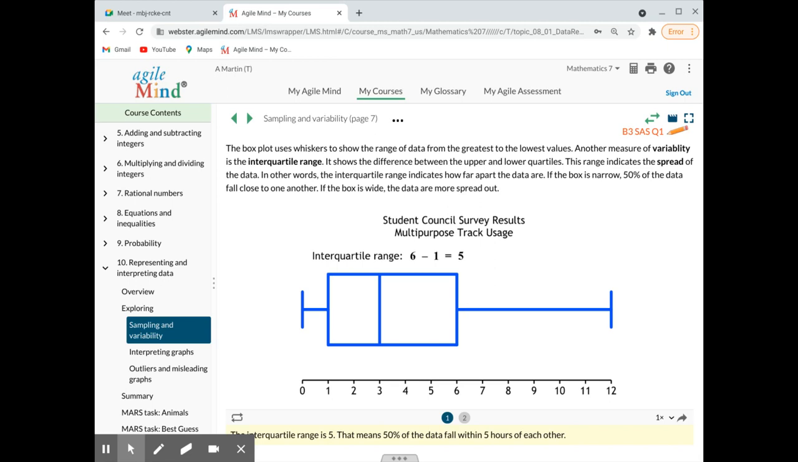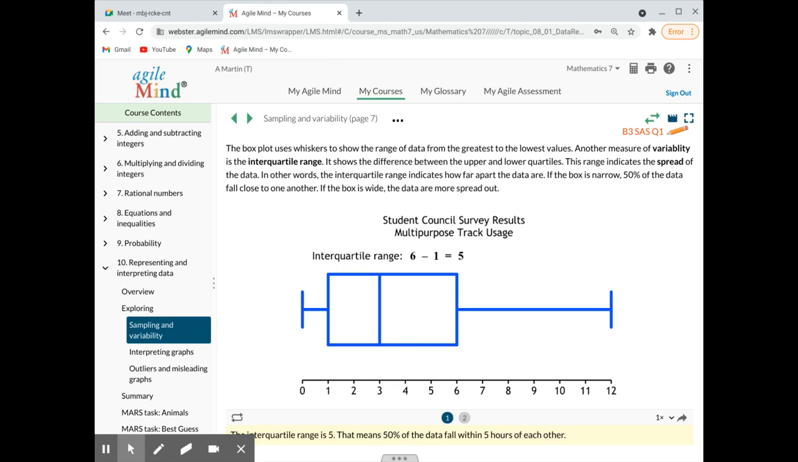5. That's correct. And so what that means is that 50% of the data falls within 5 hours of each other. So the upper quartile range to the lower quartile range is 5 hours apart. All right. So with that being said, that interquartile range is dealing within 5 hours of each other.